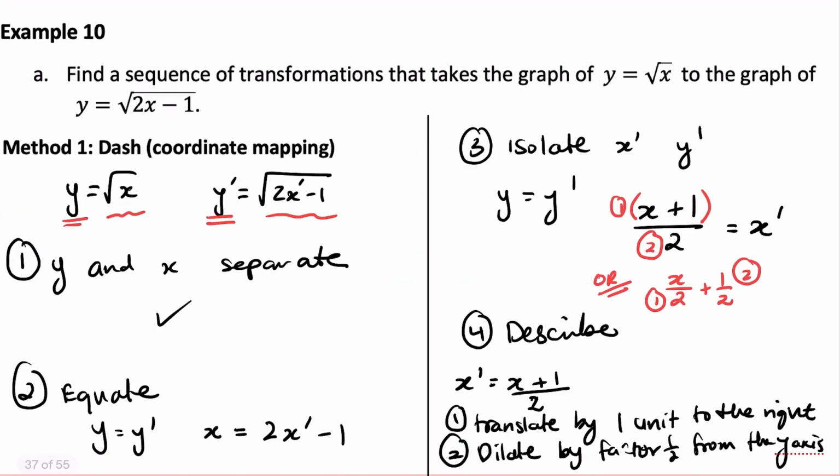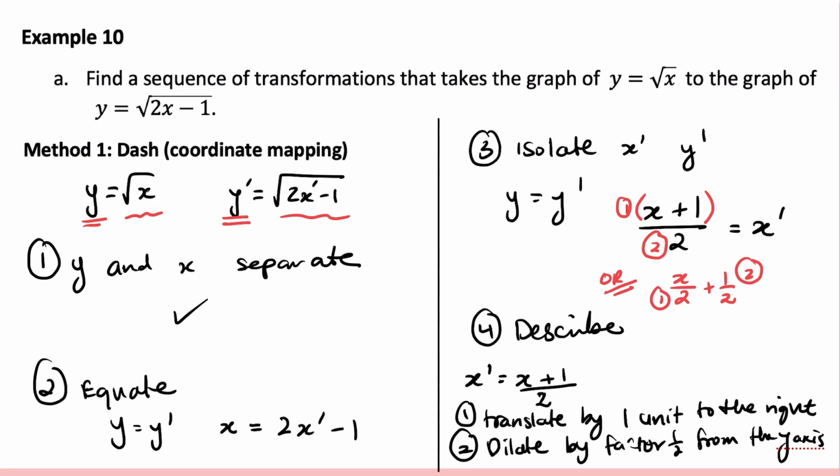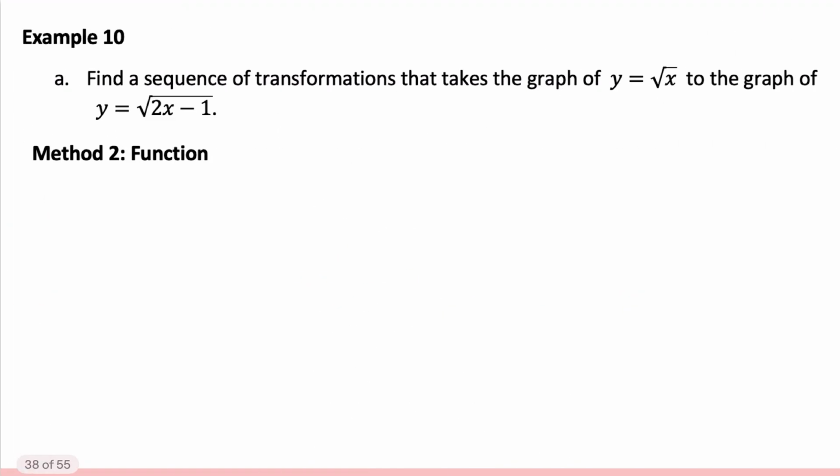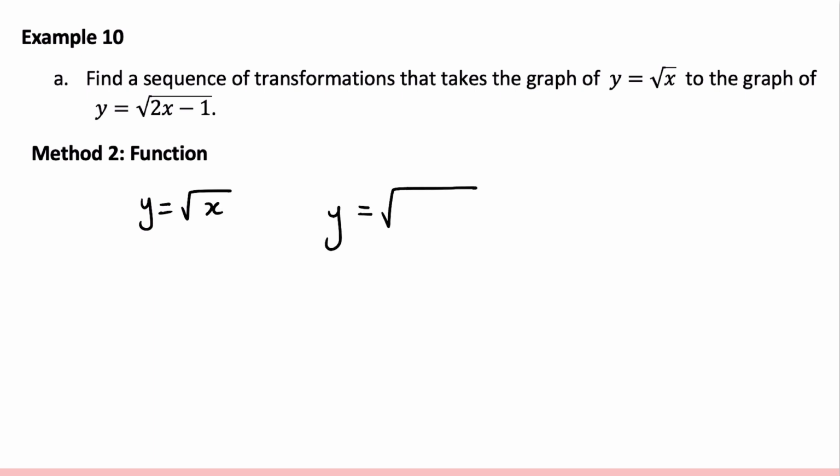All right, now that's the first way. It's using the dash method, and I would always recommend this for more complicated equations. Now, the second way is to just kind of look at it and see what happens. And this is something that we should be able to do with more simple equations. Now, again, I'm going to introduce or state this DRT. We usually talk about it in terms of dilations, reflections, translations.